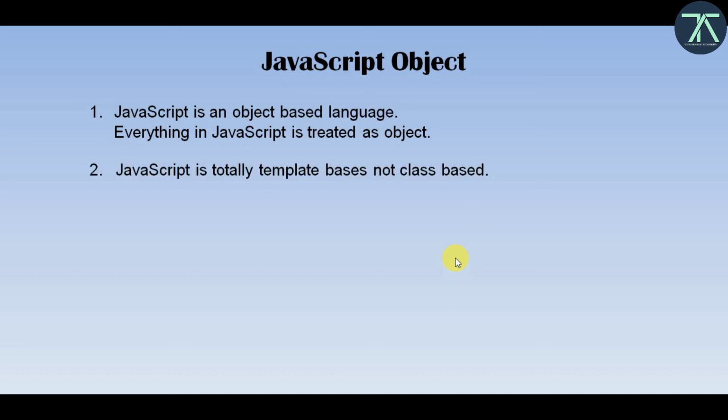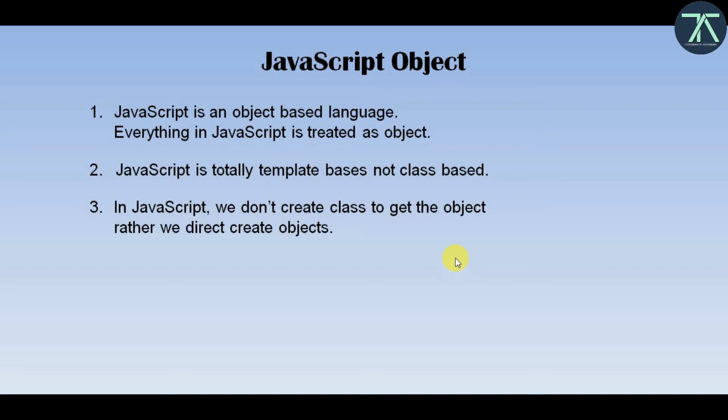The second one is JavaScript is totally template based rather than class based. And the third is in JavaScript we don't create any class to get the object, as it is not class based, rather we directly create objects. Now we'll see what an object is.